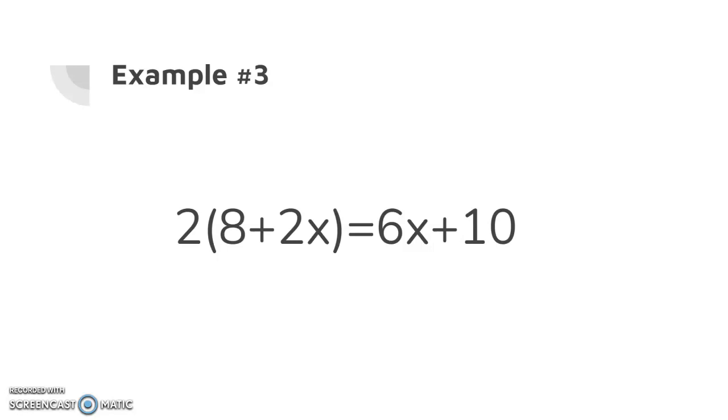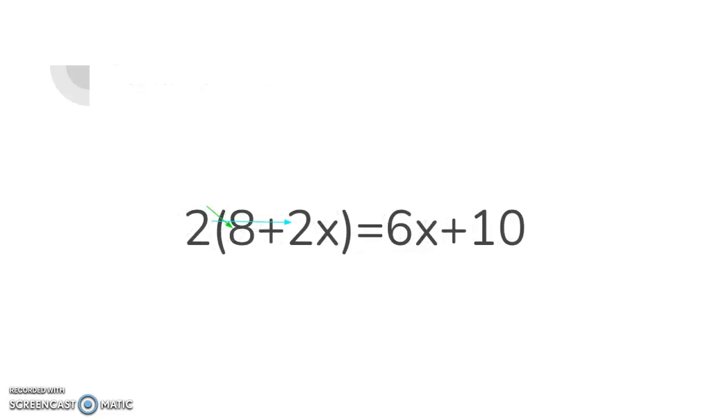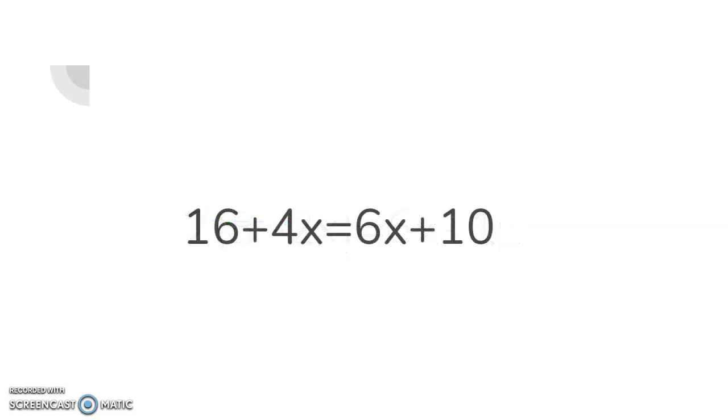So this is when we would distribute. As seen here, I do have arrows just in case you forgot what to distribute and how. So 2 is going to go to the 8, and then 2 again is going to go to the 2x, because the 2 is being distributed to everything inside the parentheses, not just 1. So that should give us 16 plus 4x equals 6x plus 10.